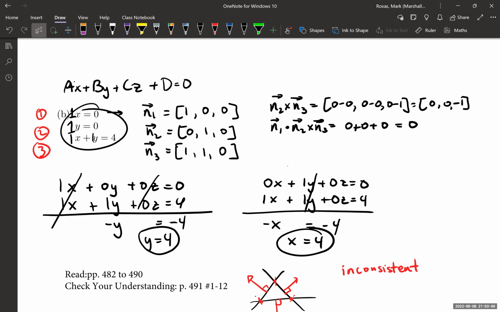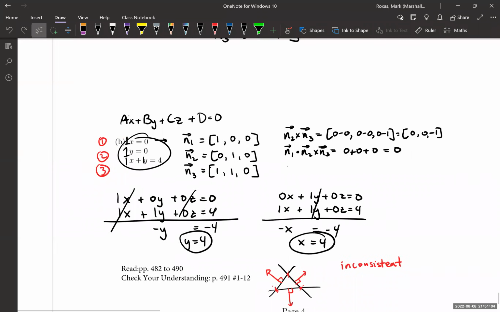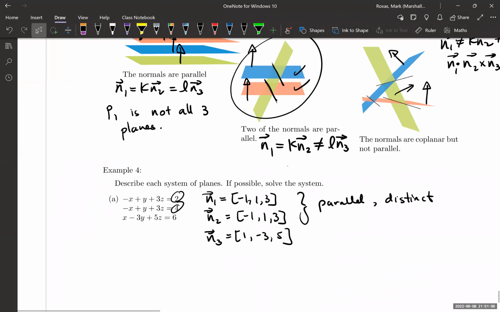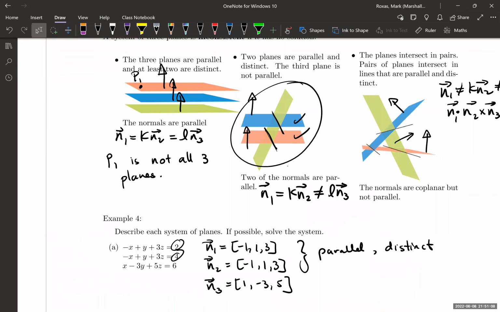Ultimately, on the test, I'm going to give you a problem where you do have to find a solution. So you can focus more on the problems that do find a solution, a point or a line of intersection. But it's also good to know conceptually how do you recognize an inconsistent system.